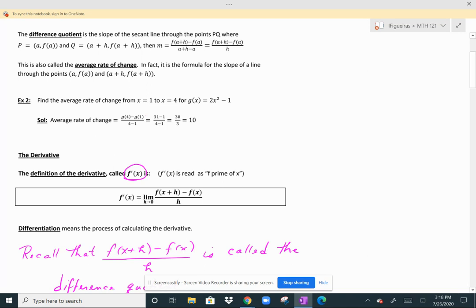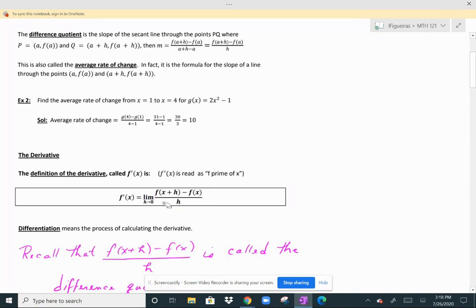This is read as f prime of x, and it means the derivative of x. The definition is basically your difference quotient as you take the limit as h approaches 0. What that means is that you're computing the slope between 2 points, but those 2 points are getting very close to each other. So close that they actually become one single point. So it is your difference quotient with the limit as h approaches 0 before it.